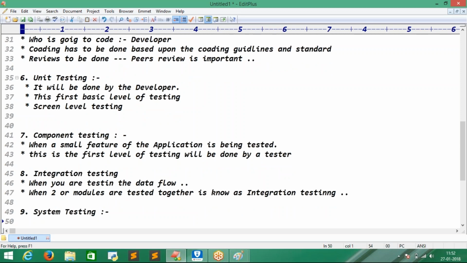So system testing means when you are testing the complete application with respect to the browser compatibility, with respect to security, with respect to the processing speed, everything. That is known as system testing.